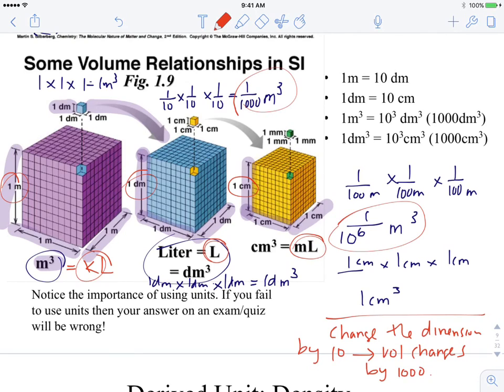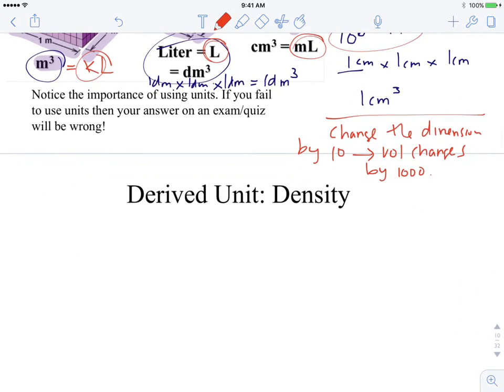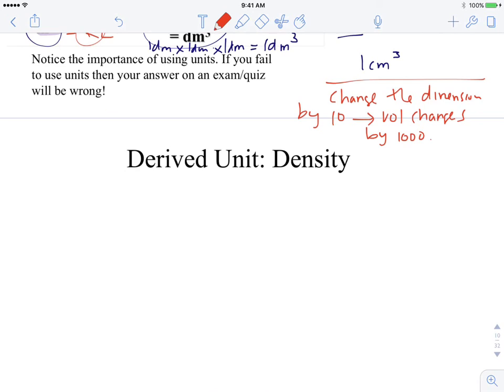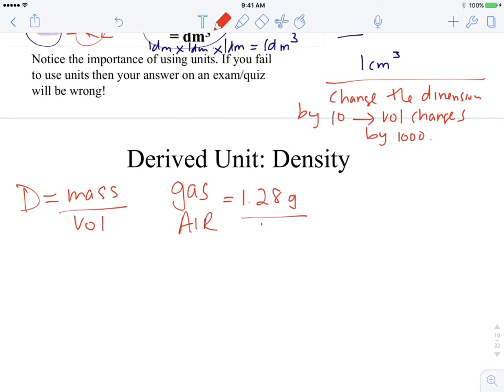Now when we do conversions and we have cubic units, you're going to have to cube the conversion factors. You're going to see that. Now let's look at a derived unit, density. Most of you know density is equal to mass over volume. And I can have different substances, like a gas, for example, air, which is a mixture of different gases. The density of air is about 1.28 grams for every 1 liter.